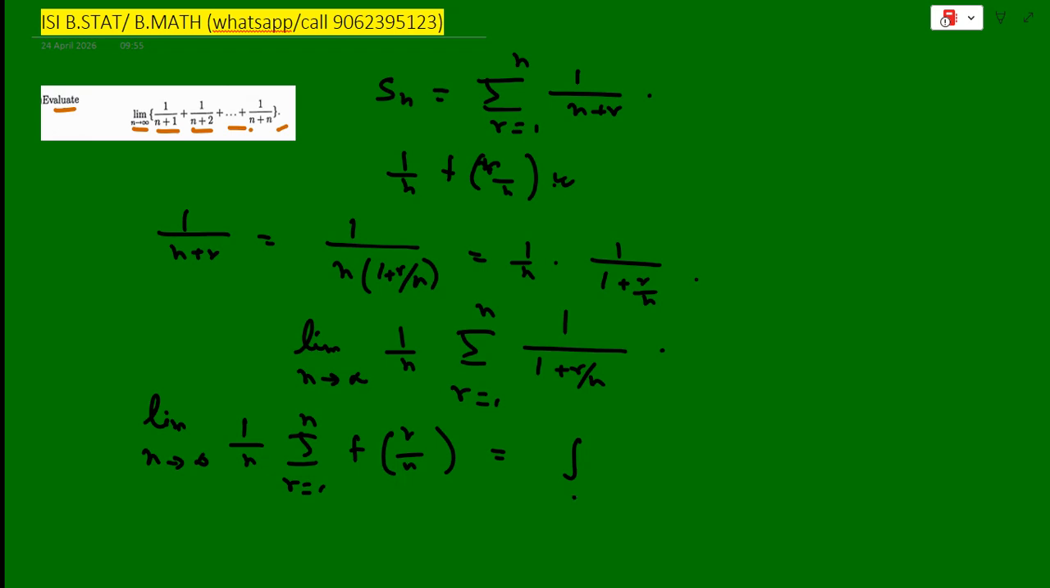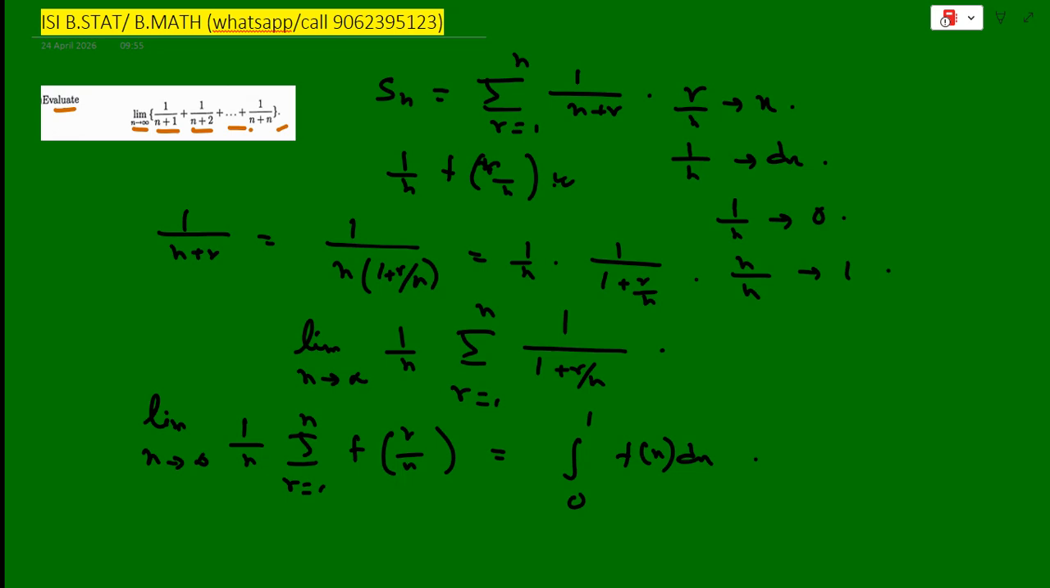this is what? Integration 0 to 1 f x dx. Now think of 1 by n as your dx and r by n as your x. Okay, so we are literally turning the staircase of rectangles into a smooth slide. Now we just translate the things. Okay, so r by n becomes what? X. 1 by n becomes dx, and the limits, since r goes from 1 to n, the ratio r by n goes from 1 by n to 0 and n by n to 1.